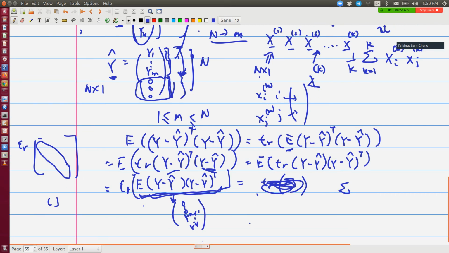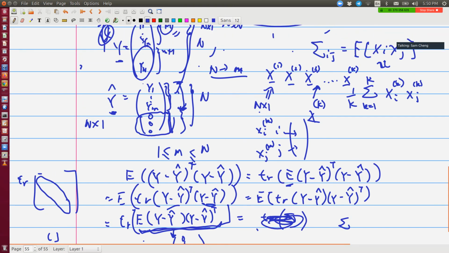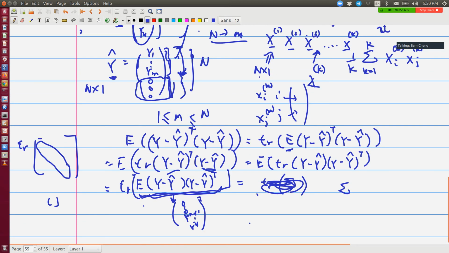Why would that change? Oh, because it's y minus y hat, and y hat is equal to this. Yes, that's right. So in y minus y hat, the first m elements will be cancelled, and the remaining will just be left behind. So I have y m minus 1 y, and also 0 y m plus 1 y n.